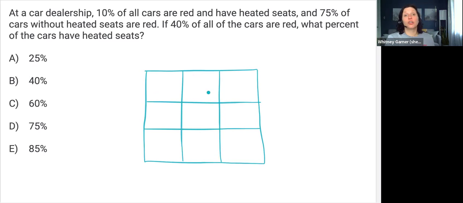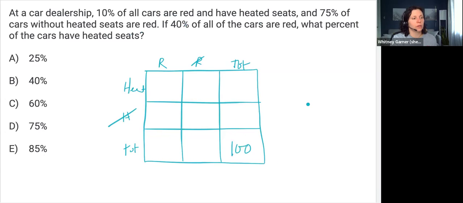And then I'll pick whatever could be both. So cars could be both red and have a heated seat. So I'm going to say red and heated. And then the opposite of red would be not red and a total. And the opposite of heated would be not heated and the total. And there are no real values given. Everything's percents. So with percents, I'm going to pick 100.